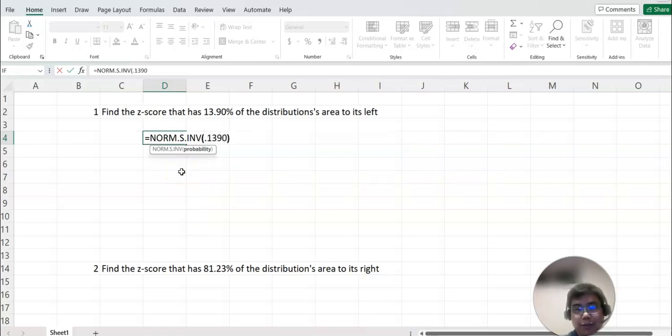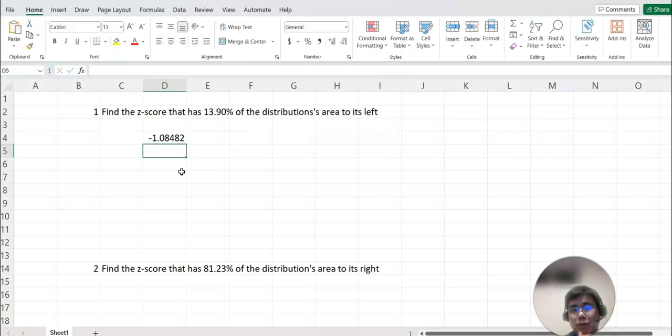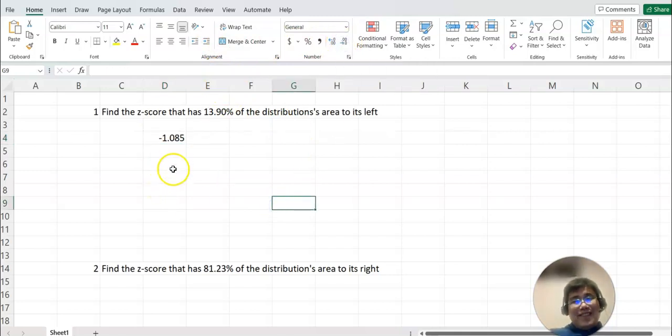0.1390. You must convert the percentage value to a decimal, otherwise it won't read it, because the probability value cannot be over 1. Remember that. Then you can reduce some decimal points, so it becomes about negative 1.085. That's the answer for this problem.